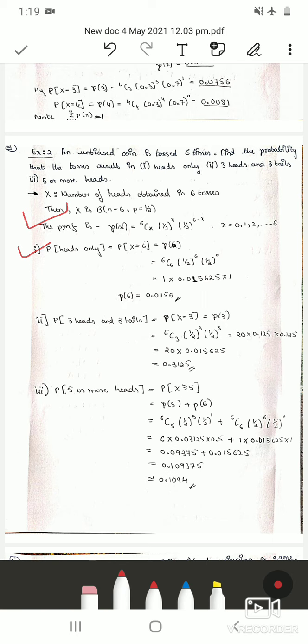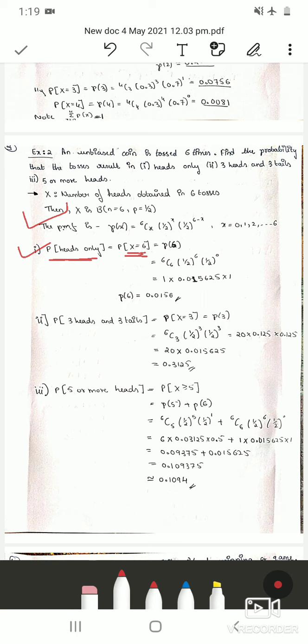What this question means is, when you toss a coin 6 times, all the tosses should result in head. The possibility is x equal to 6. Instead of directly giving x equal to 6, they have given the probability of getting heads only.